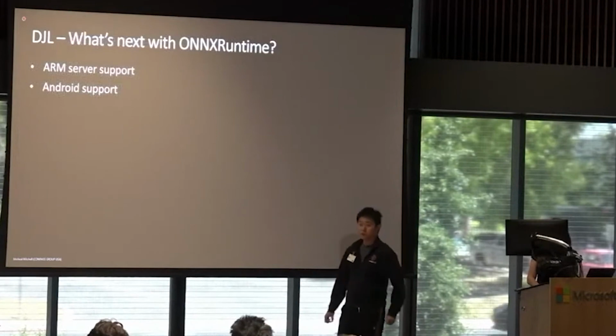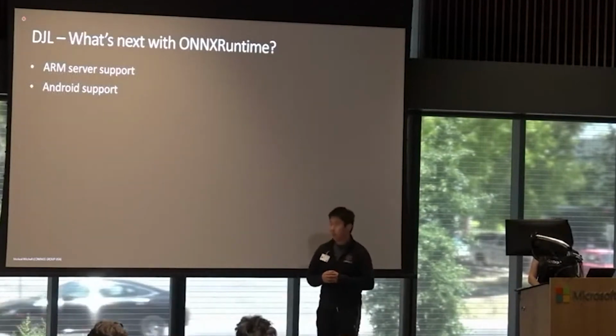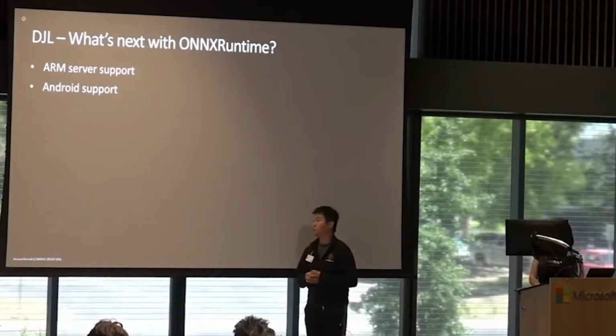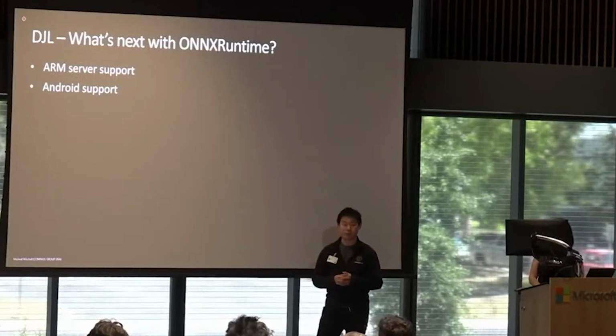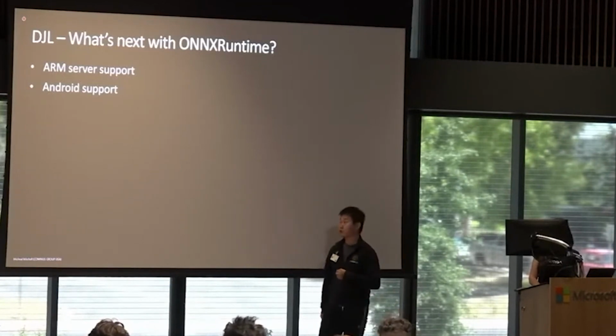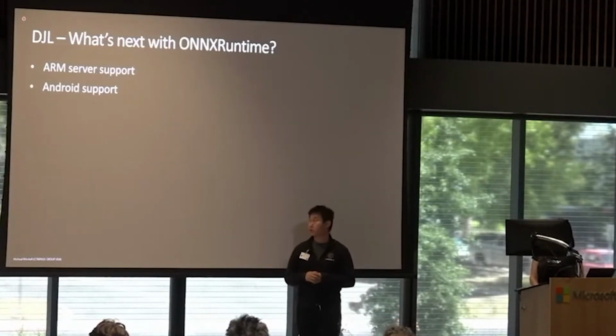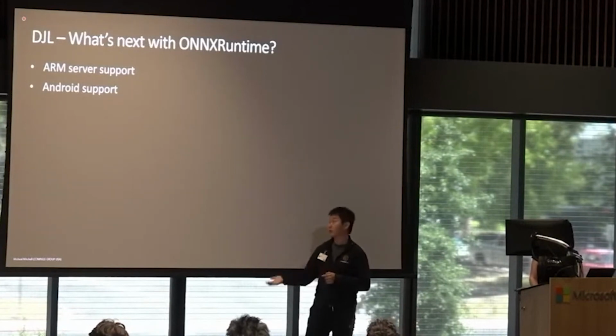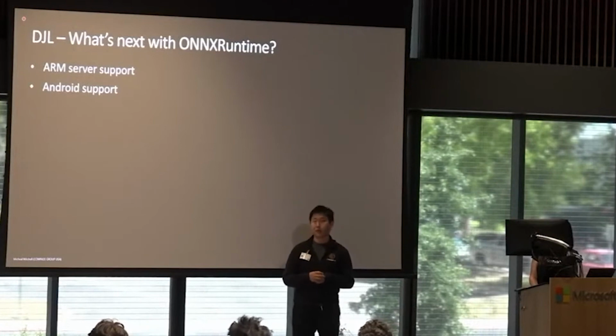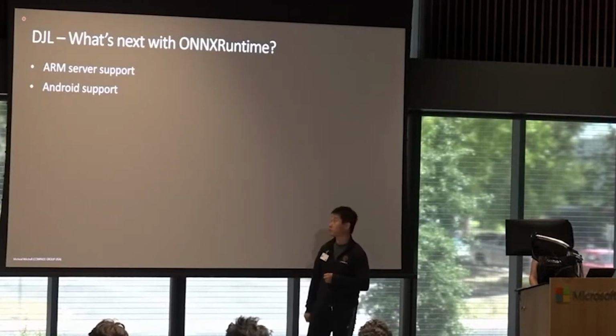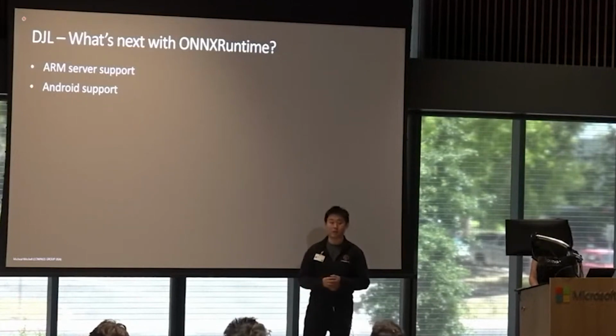So what's next with ONNX Runtime and the DJL library? In the next phase, we're going to support ARM servers, because we see a trending demand from people who want to leverage ARM-based devices for the cost advantage and the performance boost. We're also trying to reach edge devices, especially Android support. We're trying to run ONNX Runtime there as well, and hopefully bring the hybrid engine solution there, since we already support PyTorch inference on Android devices.